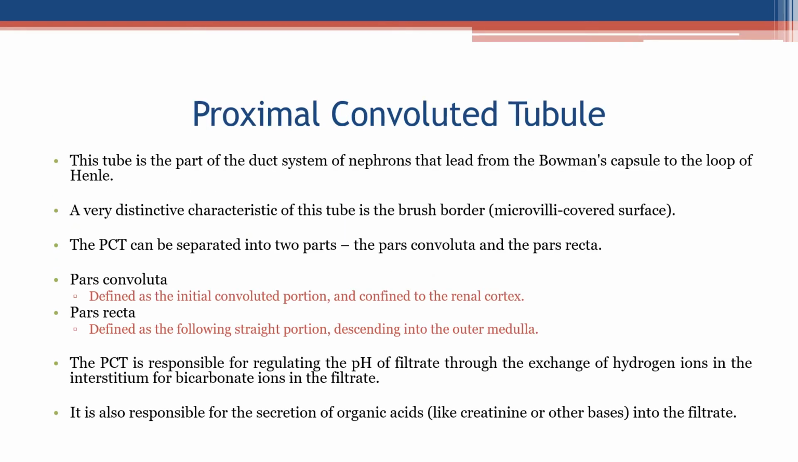Proximal convoluted tubule. This tube is the part of the duct system of nephrons that leads from the Bowman's capsule to the loop of Henle. A very distinctive characteristic of this tube is the brush border, a microvilli covered surface. The PCT can be separated into two parts, the pars convoluta and the pars recta. Pars convoluta, defined as the initial convoluted portion, and confined to the renal cortex. Pars recta, defined as the following straight portion, descending into the outer medulla.